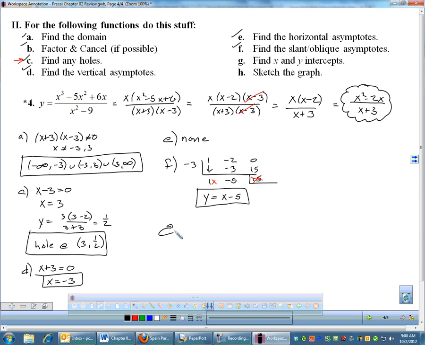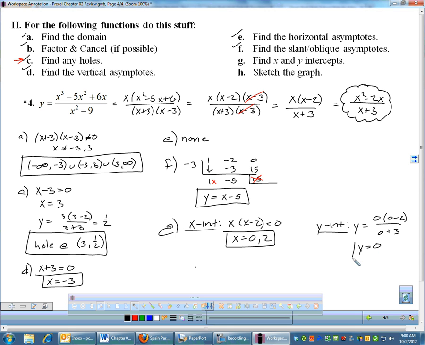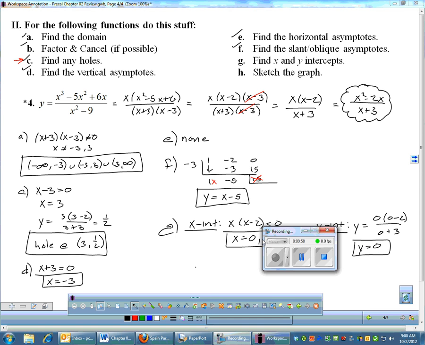X and y-intercepts are pretty easy. X-intercepts, you set your numerator equal to 0, which my final numerator was x minus 2. So we have x-intercepts at 0 and 2. We actually have 2 x-intercepts. And then my y-intercept, I'm going to write my y-intercept over here to give me a little bit more room. Y-intercept, you plug in 0 for the x. My y-intercept is 0 times 0 minus 2 over 0 plus 3, which reduces to just y equals 0. And then we now need to graph everything.